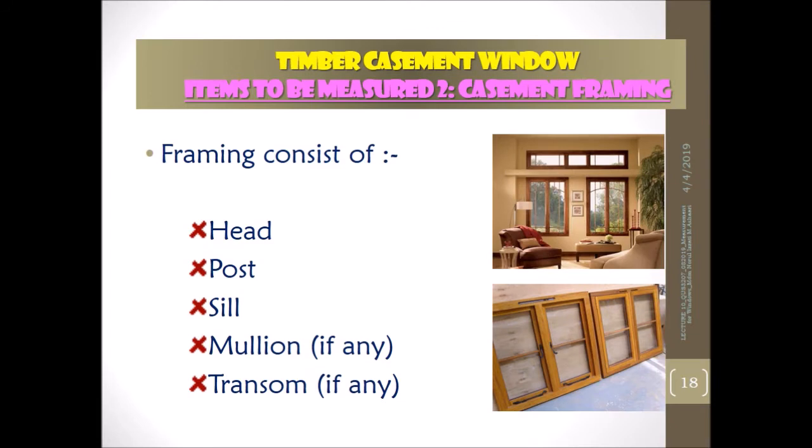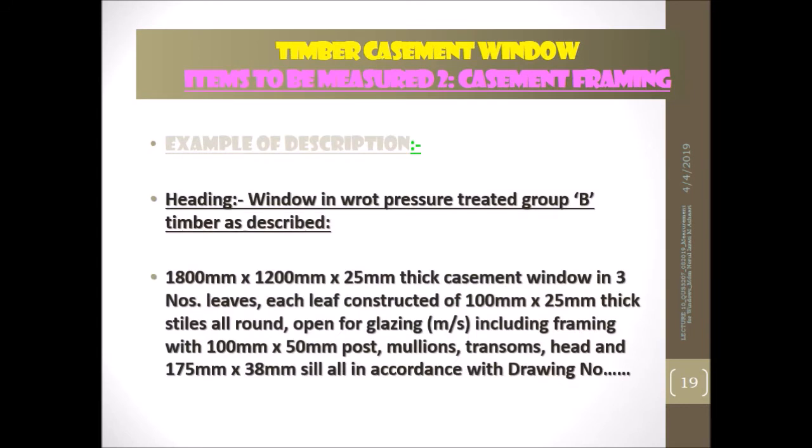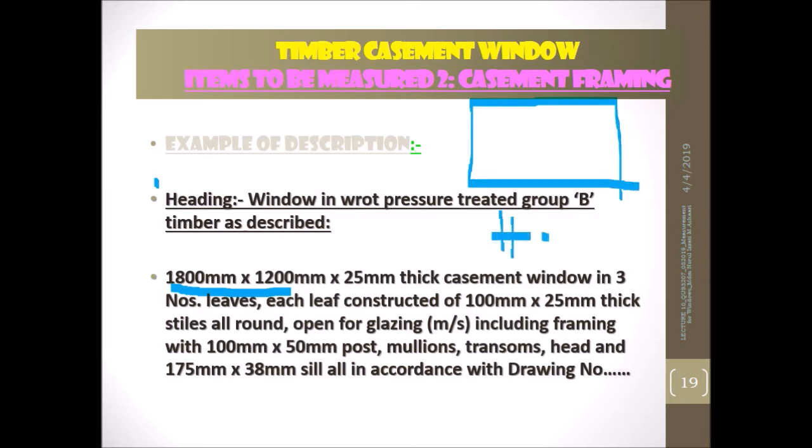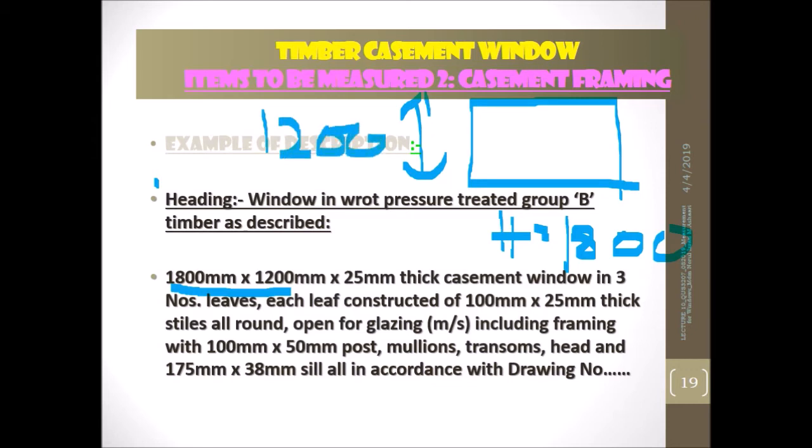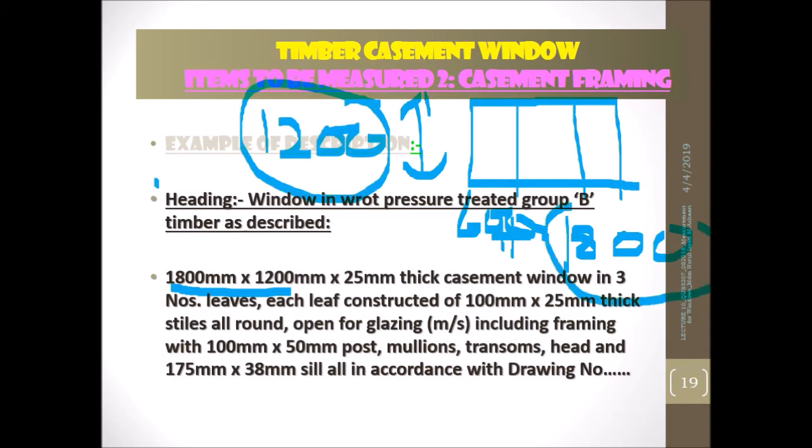Okay, this is just to recap where is post, sill, mullion. Okay, and then this is the example of the description. We have to write down the overall sizes. So let's say here 1800 and then 1200. Remember, the first one is horizontal. So this is 1800. The height is 1200. This is only one example. And if you look at this, 1800 divided by 3, you get 600 each. So each of these is 600. But when we write the whole description, we have to write down the whole size, 1800 and 1200.